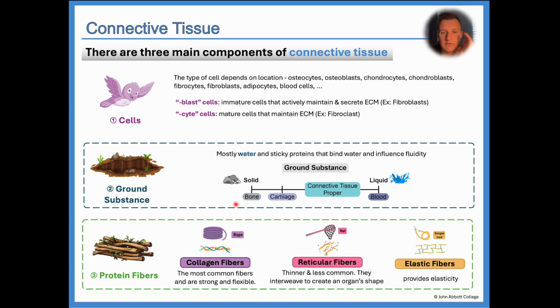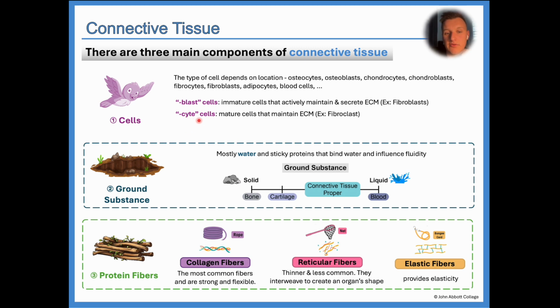More, depending on what the type of tissue is. So as I said before, when you see the word blasts, these are immature cells that actively maintain and secrete ECM. So when you see osteoblasts or fibroblasts or chondroblasts, these are cells that are making a lot of extracellular matrix. The fibroblasts, for instance, are making a lot of the fibers, right?